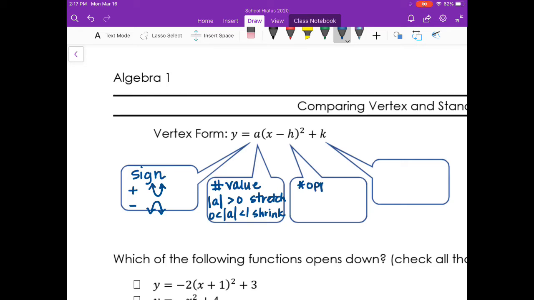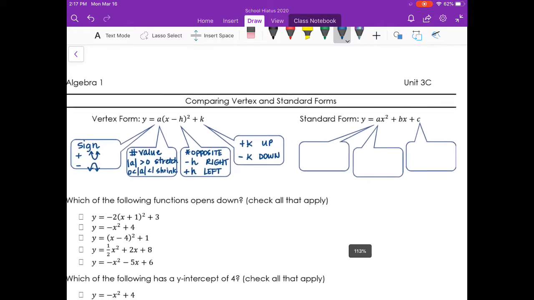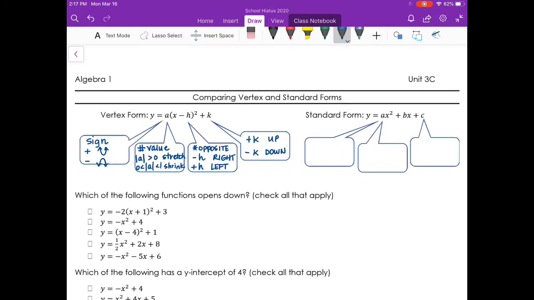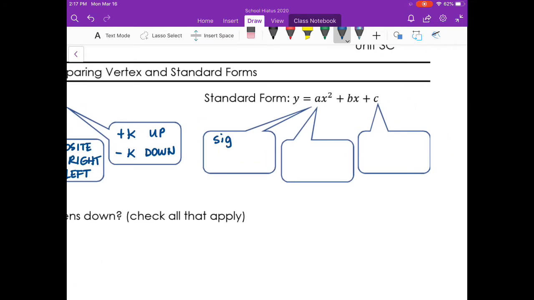By looking at the number grouped inside the parentheses with x, we can determine whether the graph has a horizontal shift. It has the opposite sign of what you see. So if you see a minus h in the parentheses, it moves the graph to the right. And if you see a plus h in the parentheses, it moves the graph to the left. Then by adding a number to the end of the equation, this shifts the entire function up or down, and that's a vertical translation. If it's positive, it moves the graph up, and if it's negative, it moves the graph down.